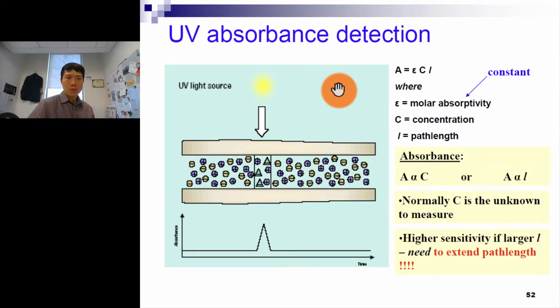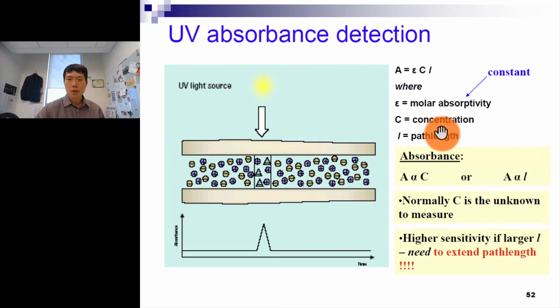Now, let's talk a bit on the UV absorbance detection, right? So it really works on the Beer-Lambert law that you have learned. Absorbance equals epsilon C L, or ECL in short, right? So this is the constant molar absorptivity, consistent for a molecule, right? And concentration, right? And the path length.